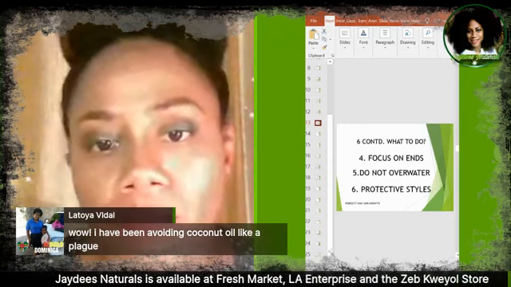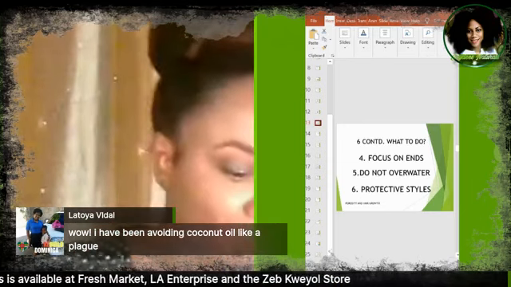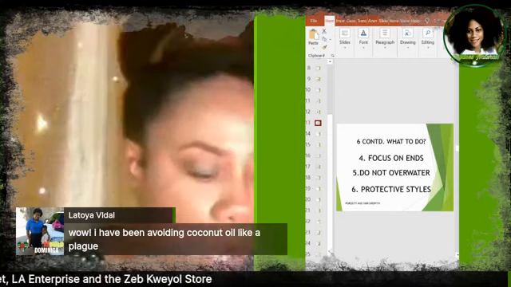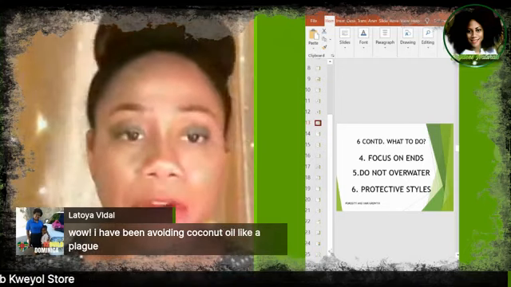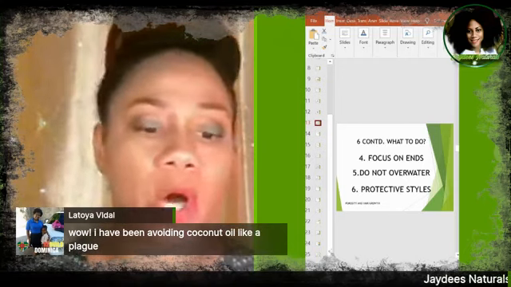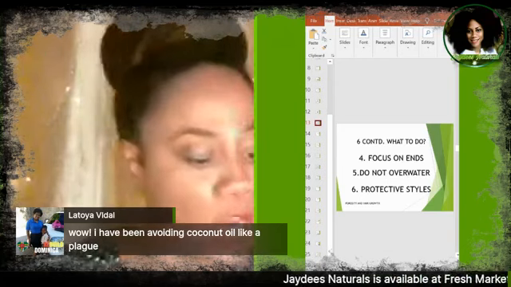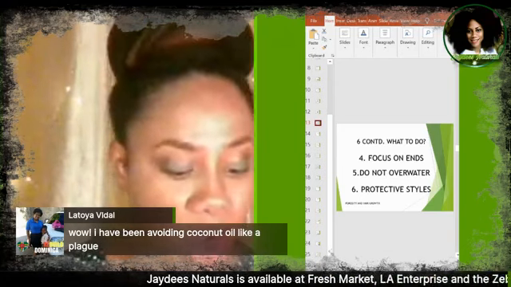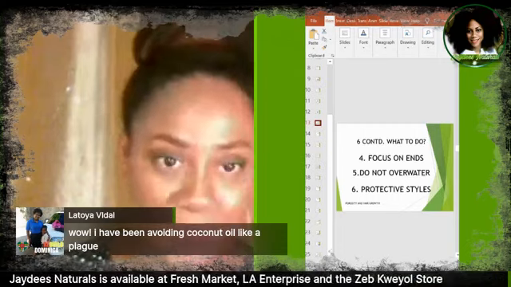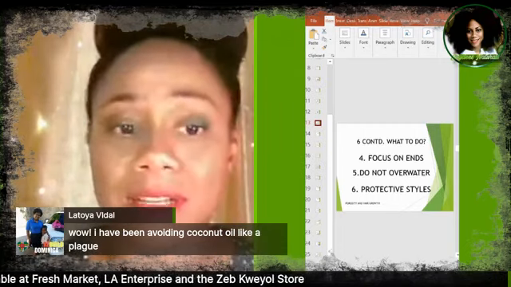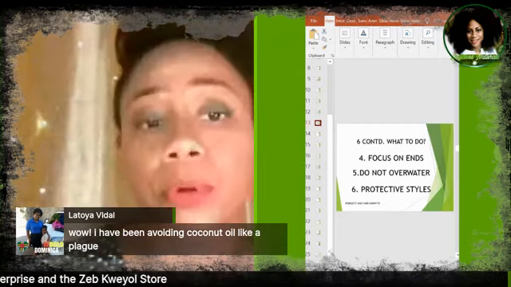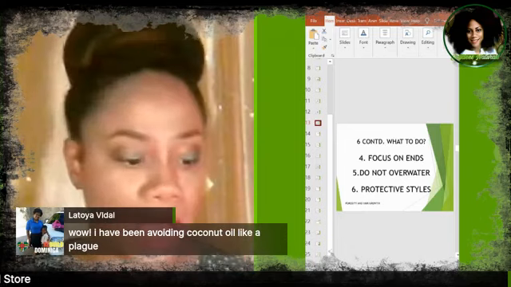Okay, so we talked about coconut oil, we talked about clarifying, we talked about moisture. So we're almost done with low porosity. And I hope you all understand and have a little insight on what low porosity hair is about now, okay?